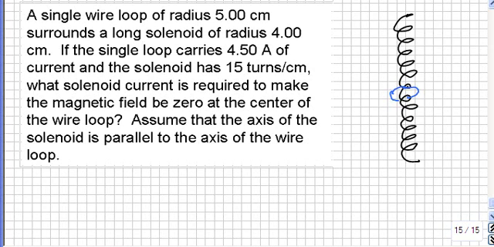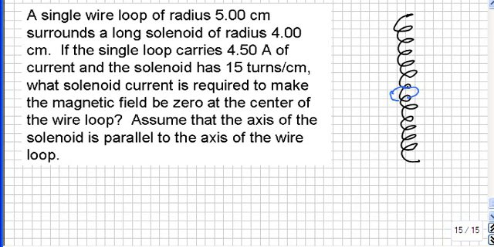Okay, in this problem we have two different current carrying conductors. One's a single wire loop, the other one's a long solenoid. These two things are situated so that the wire loop goes around the solenoid and the axes of the wire loop and the solenoid are aligned. The question is, if I'm flowing a certain amount of current through the wire loop, how much current do I have to flow through the solenoid in order to get a zero magnetic field at the center of the wire loop?